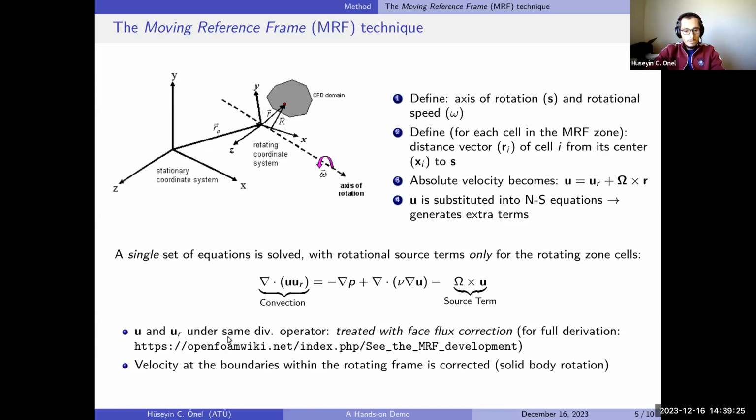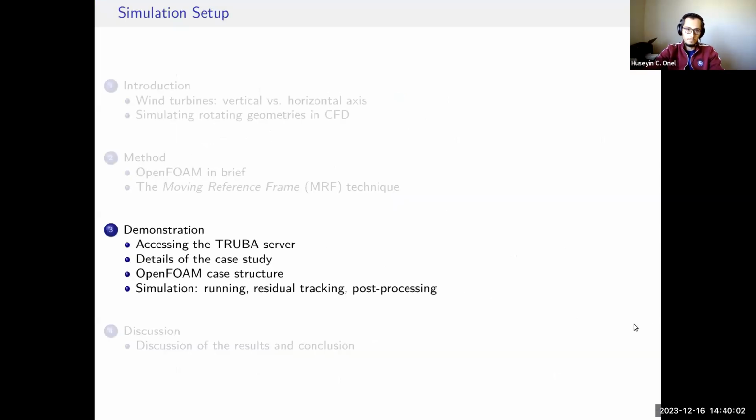U and UR appear under the same divergence operation. So it is an uncommon practice in CFD. So this is treated with phase flux correction. The full derivation can be seen in this link. You can check it. Velocity at the boundaries within the rotating frame is corrected also. So if you have some wall boundaries or any other boundaries within the rotating frame, the solid body rotation is satisfied by correcting the velocity at the boundaries.